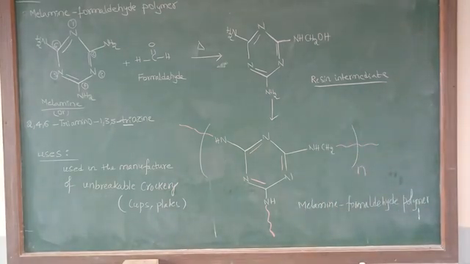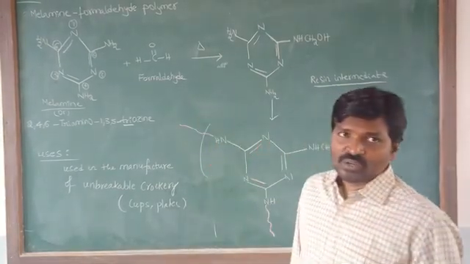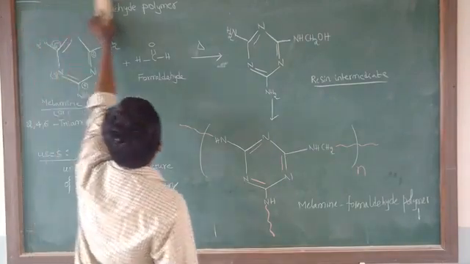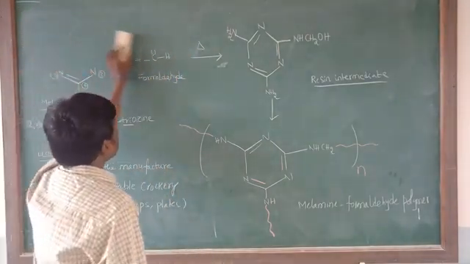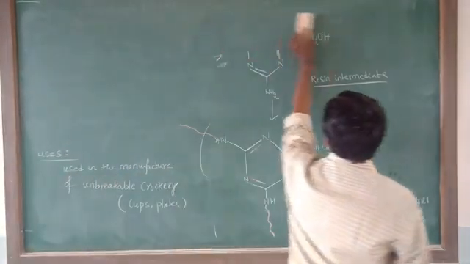So what is the meaning of copolymerization? Whenever we are taking different types of monomeric units, here we observe the formation of polymers, and those polymers are called copolymers.